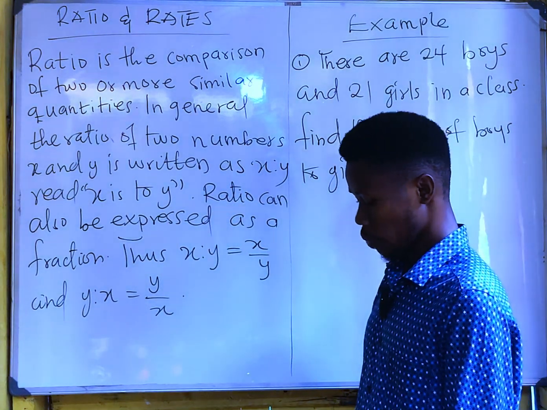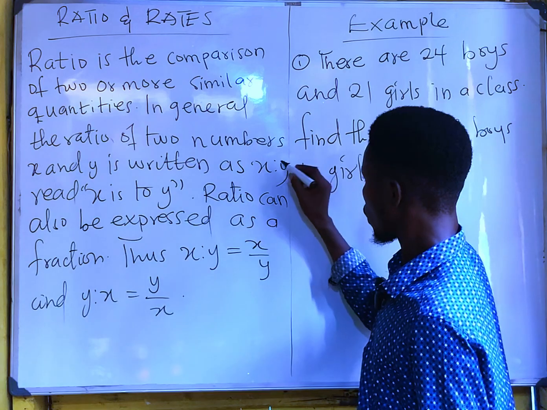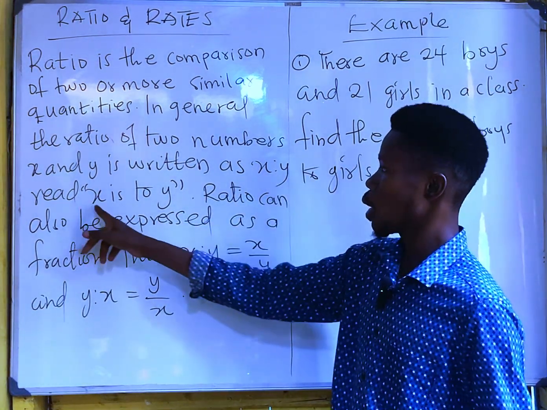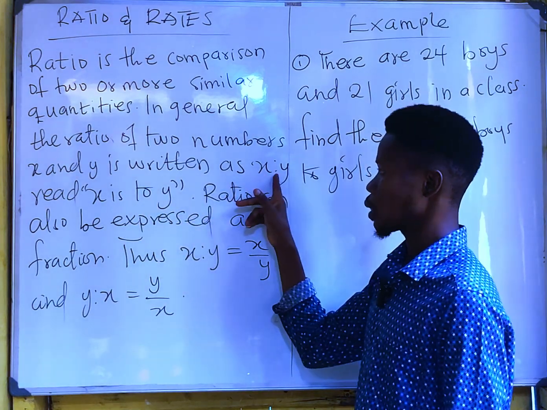You see this thing? This is 2 dots, okay? 2 dots. And this is read as x is to y. So x is to y. So this is how you mention it.